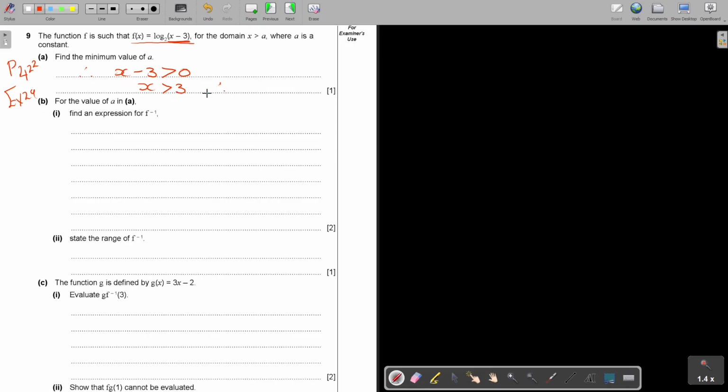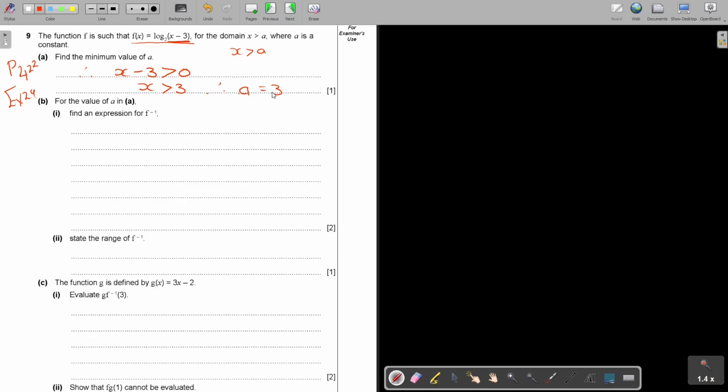So therefore, the value of a is what? Because remember, it says x is bigger than a, so the value of a will be equal to 3. So that's the first one, just one mark.